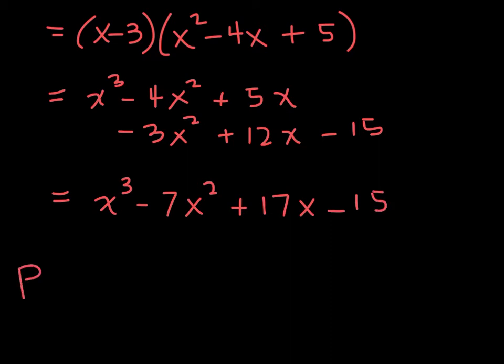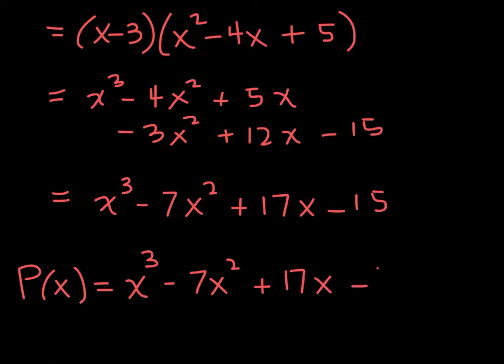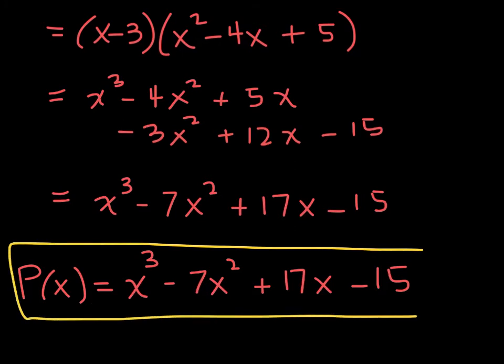Let me write it out. So p of x is equal to x cubed minus 7x squared plus 17x minus 15. Now this is the function that they were looking for, and it is written in standard form. It's not factored form, but standard form, okay?